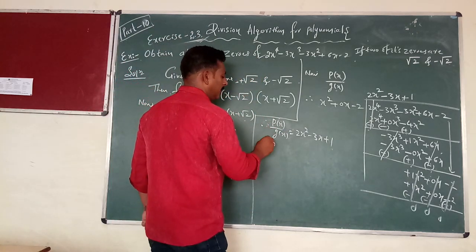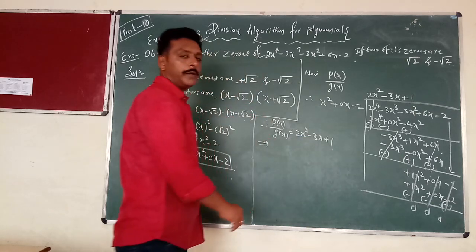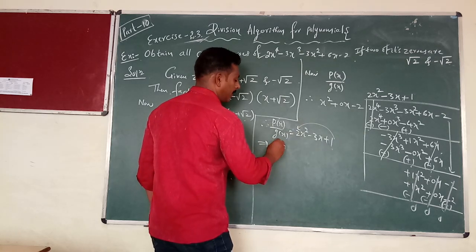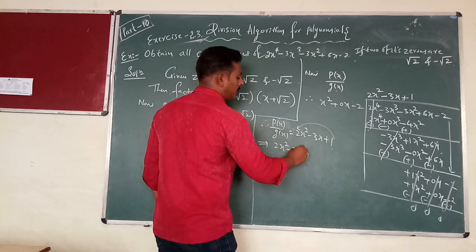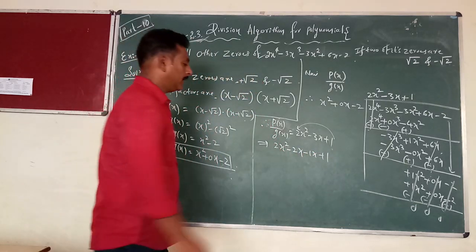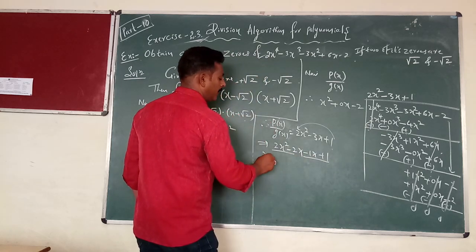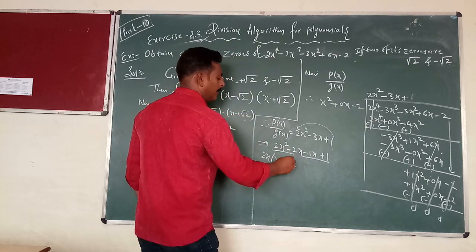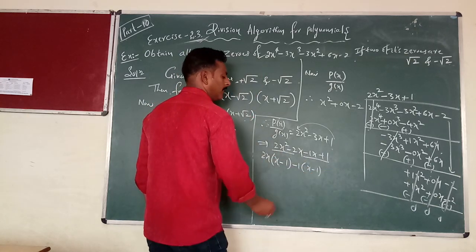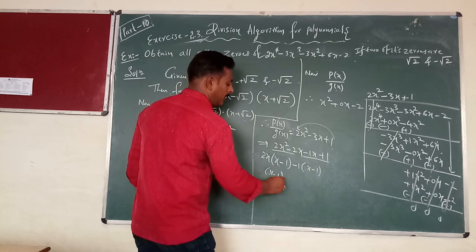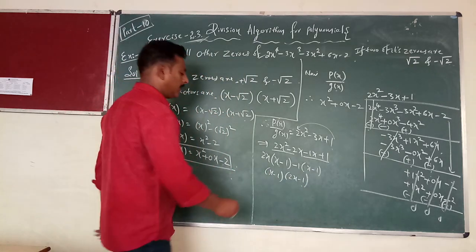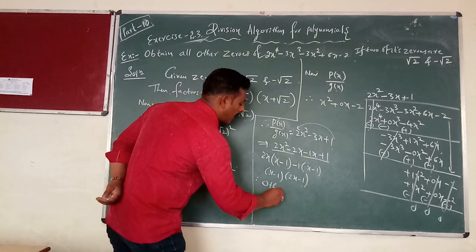We will find its factors. This is a trinomial, so splitting the middle term: 1 2s are 2, 2 plus 1 is 3. So split as 2x square minus 2x minus 1x plus 1. Okay, taking a common, 2x is common. What comes inside? x minus 1. Here you take minus 1 common, x minus 1. So take a common, x minus 1 and 2x minus 1. These are the factors. Therefore, other zeros are.